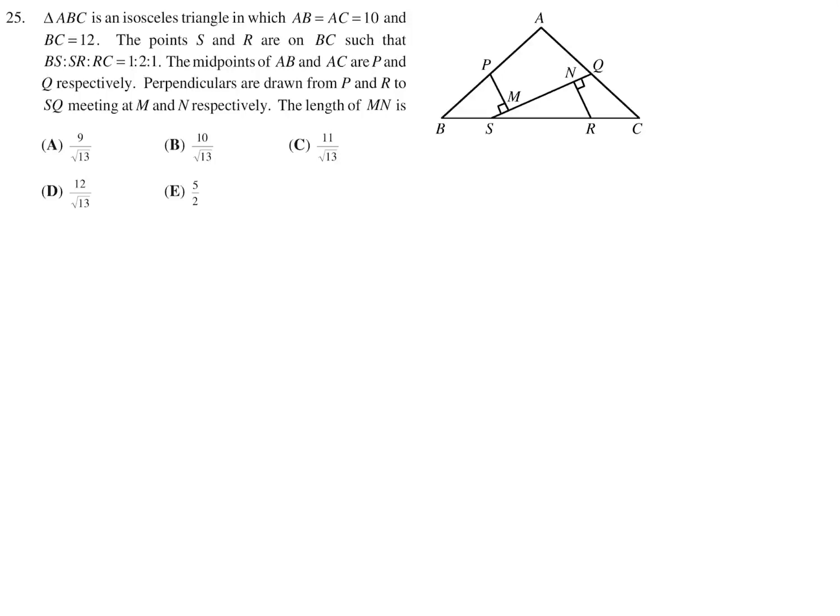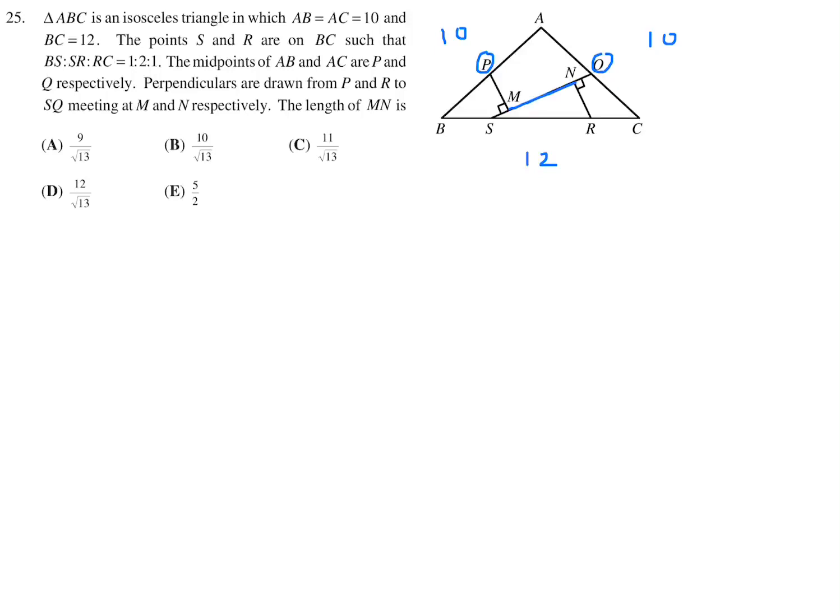In triangle ABC, it is an isosceles triangle with AB equal to AC equal to 10. All right? And BC is 12. The points S and R are on BC such that BS to SR to RC is 1, 2, 1. Okay? The midpoints of AB and AC are P and Q respectively. Perpendiculars are drawn from P and R to SQ, meeting at M and N respectively. Find the length of MN.